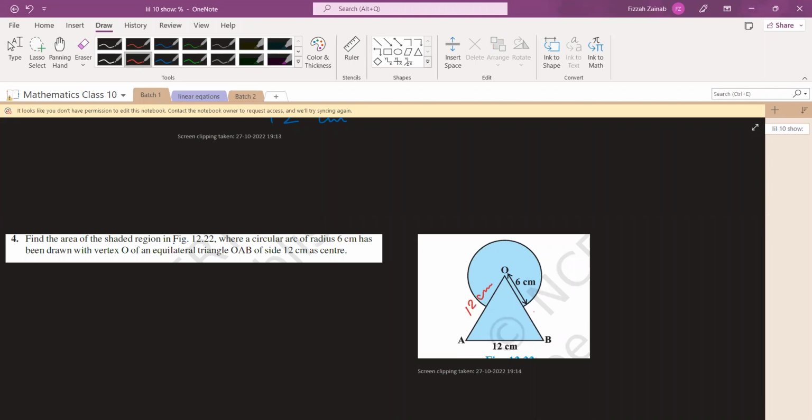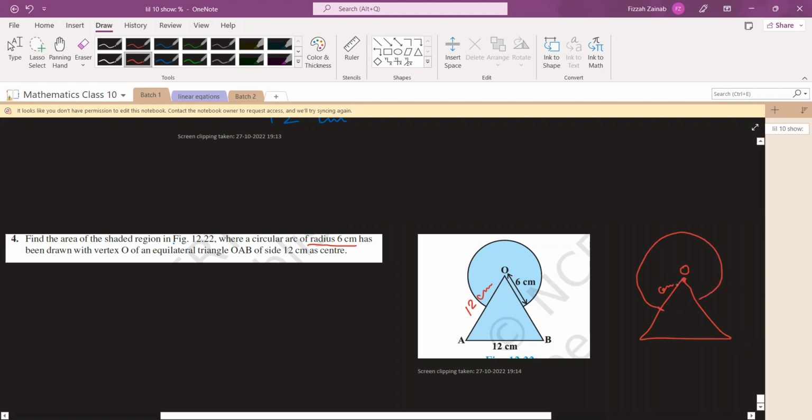Okay. Now there's a circle, right, whose radius is 6 centimeter. It's given in the question. So it is drawn like this. So one of the vertices is actually the center of this circle, right, with vertex O of an equilateral triangle OAB. So that means you have a triangle, right? So this is the vertex O of this triangle. Now from this vertex, you have taken an arc of 6 centimeter and then you have just moved it like this. So it has become a circle on the top of it. Understood? And now you have to find the area of the shaded region.